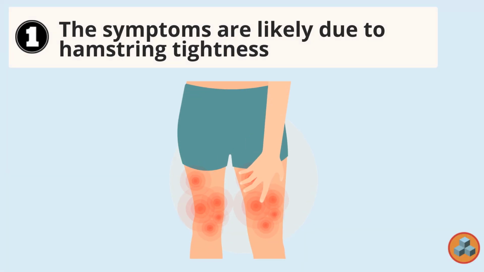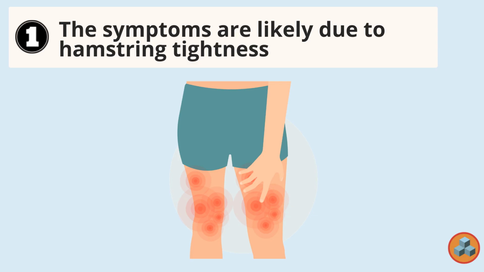Option 1. The symptoms are likely due to hamstring tightness. Hamstring tightness is probably the most common alternative explanation students reach for when they see posterior leg symptoms during a slump test. The slump test does place the hamstrings on stretch, so it seems reasonable. But here's the critical question. Can moving your neck affect your hamstring tightness? Absolutely not.